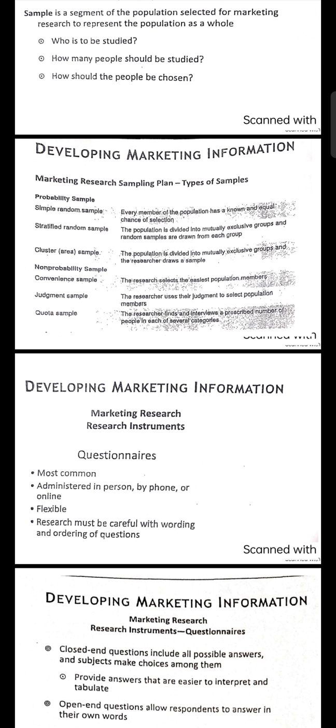Then non-probability samples: convenience sample, judgment sample, quota sample. So these all have definitions. I won't go into deep details, but if you want to understand, you can just go through by yourself. I think this one is not so important.